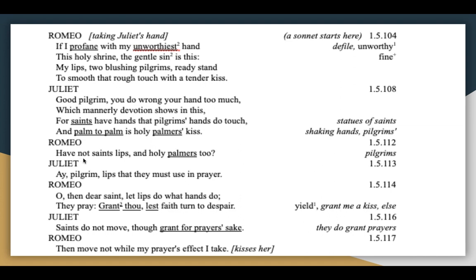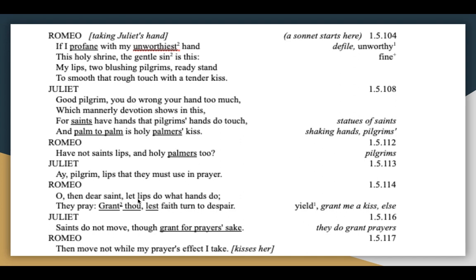And he says, have not saints lips, and holy palmers too? So do not the saints have lips, and the pilgrims? Palmers are pilgrims; in the days of the religious texts, they would have put palms on the floor for Jesus to walk on. She's saying, yeah, if our hands touch and these people touch hands, well, we've got lips as well. Perhaps they could touch. She says, I, pilgrim, lips that they must use in prayer. So yeah, they've got lips, but they use them for prayer.